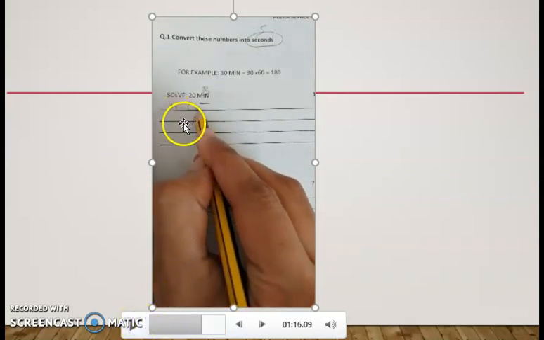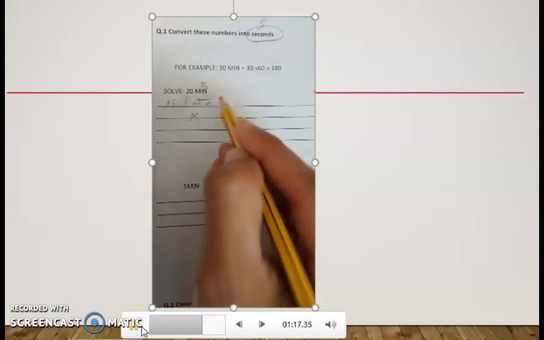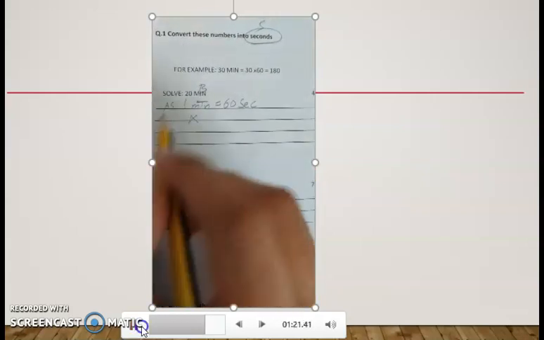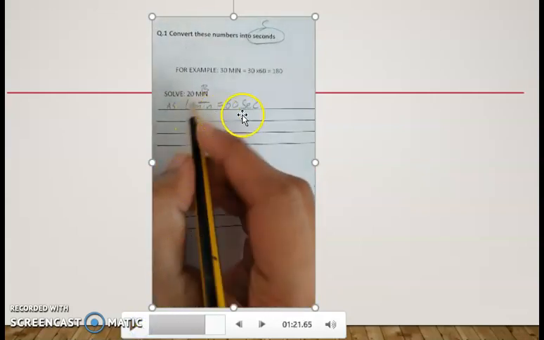And here I have to write that, as we know, 1 minute has 60 seconds. It means if 1 minute has 60 seconds, then what do I have to do? I have to do multiplication. 20 multiplied by 60. Why? Because 1 minute has 60 seconds, so 20 minutes have 20 multiplied by 60.